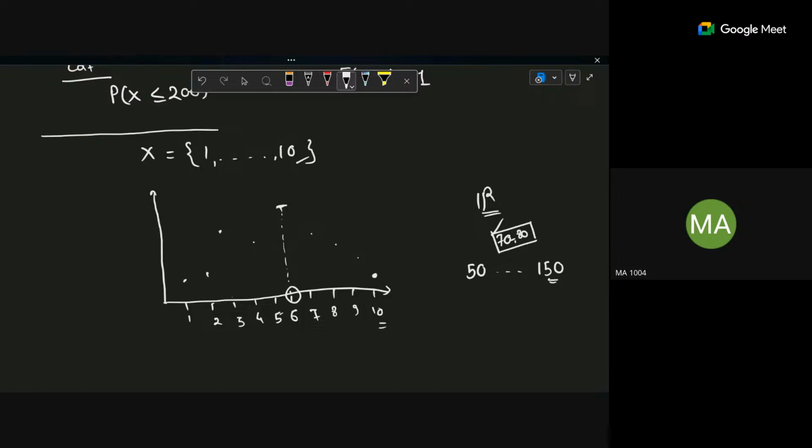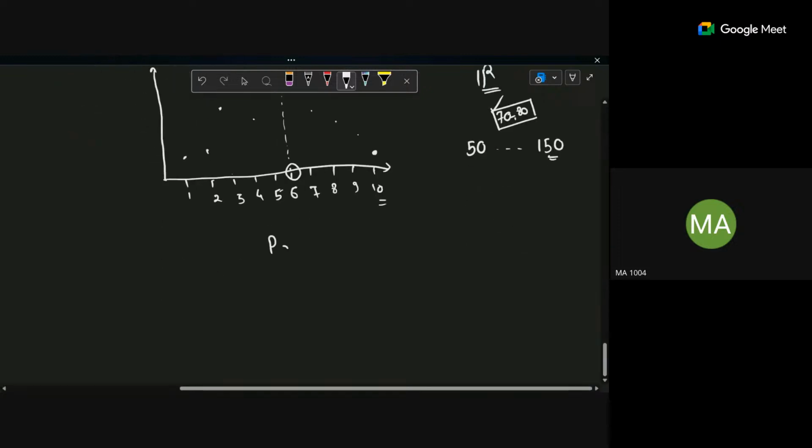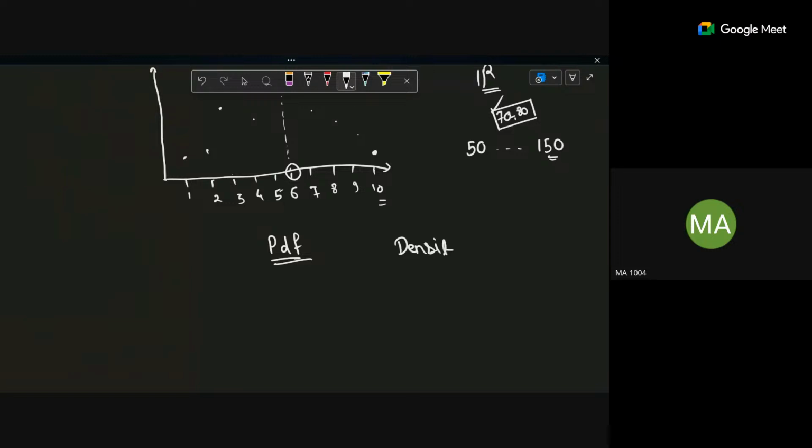So whenever you go with the PDF, the probability density function, just tell me, what do you mean by density in physics also? In physics or in general terms, we use the term density, right? Number of objects present per unit volume, or something. Mass over volume. Okay, mass over volume. What does it mean?